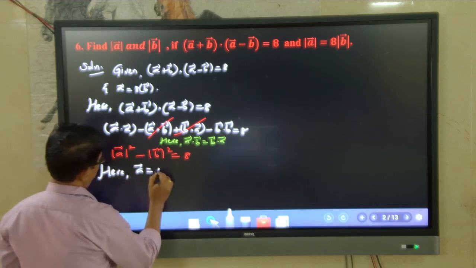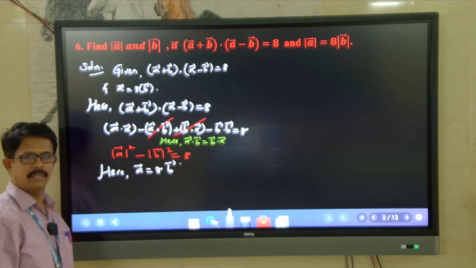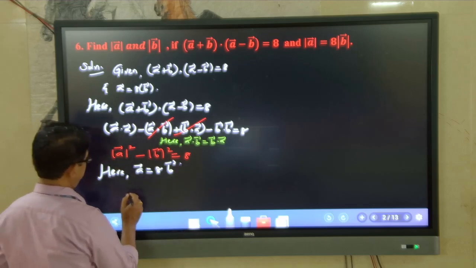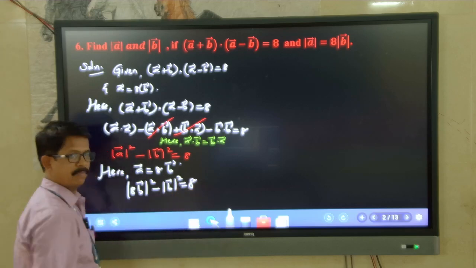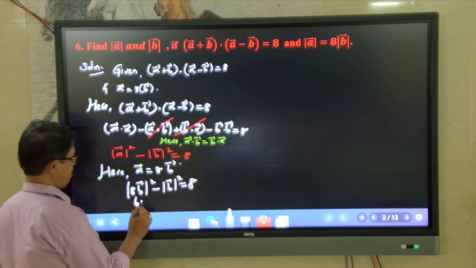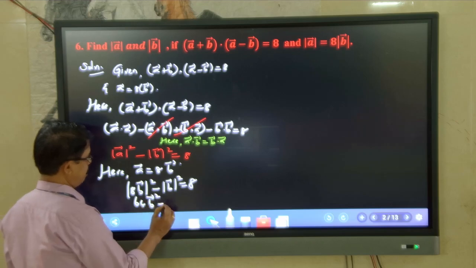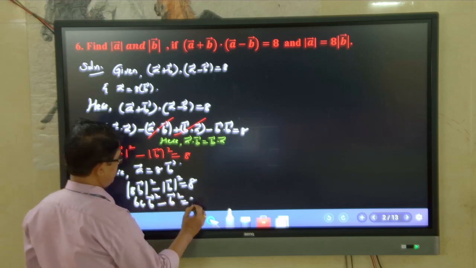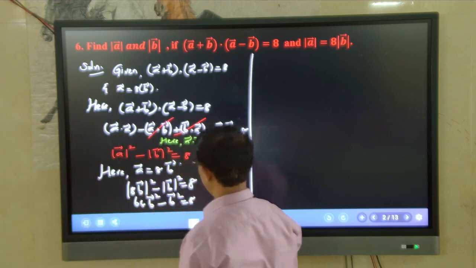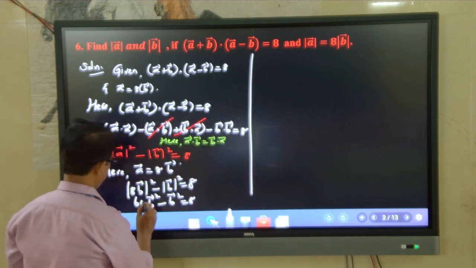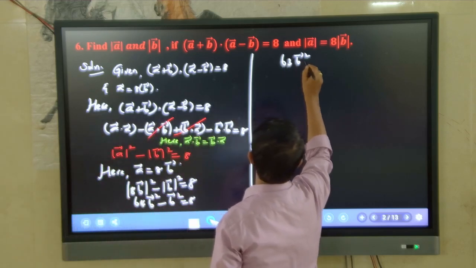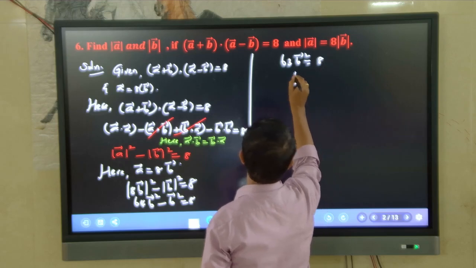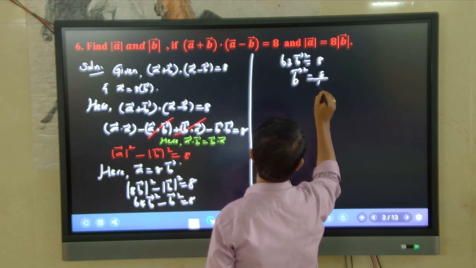Now since they are given here A vector equal to 8 into B vector, understood? Now replace A vector. What is A vector? That is 8 into B vector square minus B vector square equal to 8. Then 64 into B vector square minus B vector square equal to 8. Then 64 minus 1, correct? That is 63 B vector square equal to 8. So B vector square equal to 8 by 63.